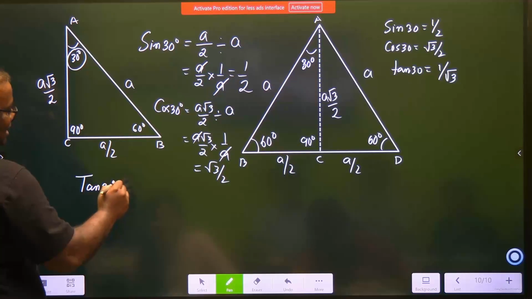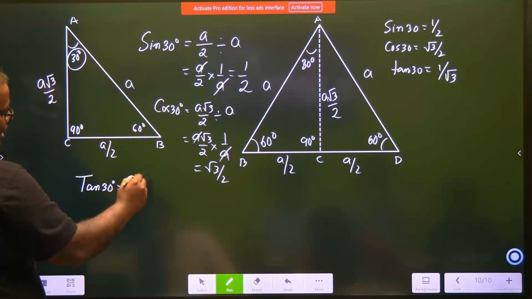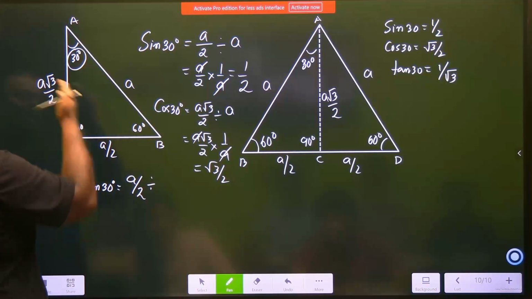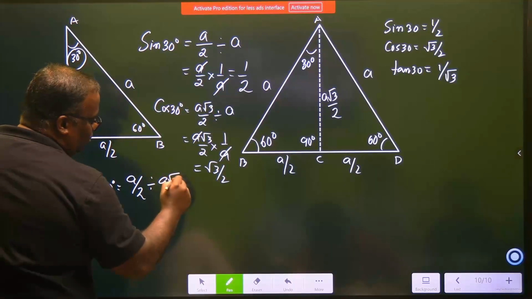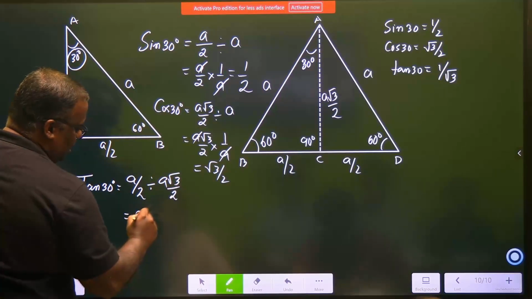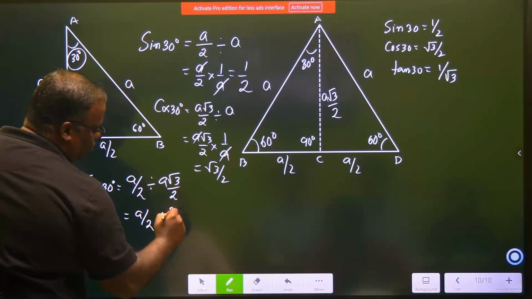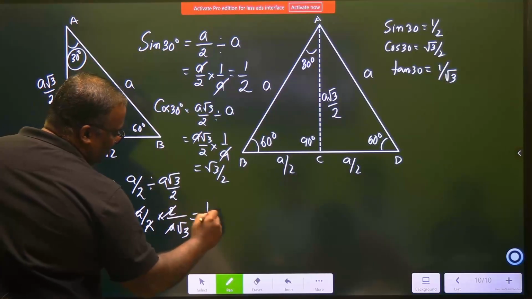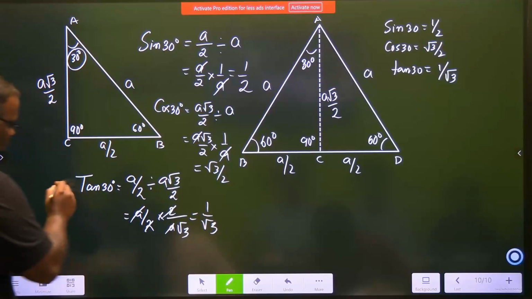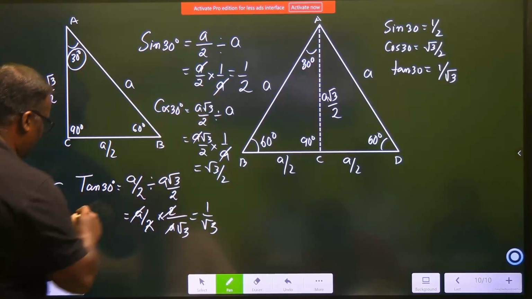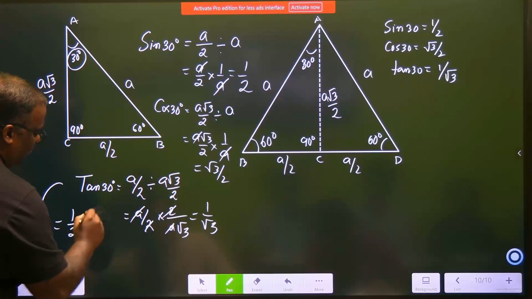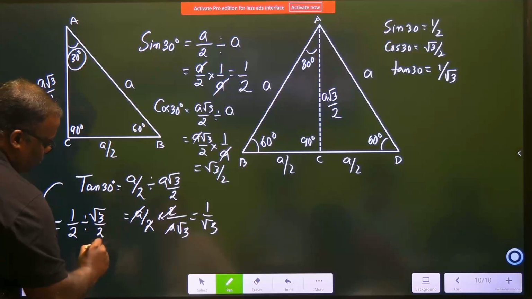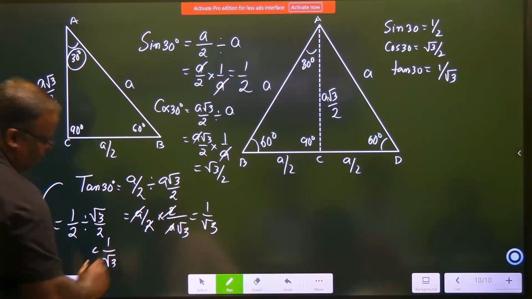Tan 30: opposite side A by 2 divided by adjacent side A root 3 by 2, which is A by 2 into 2 by A root 3. A gone, 2 gone, 1 upon root 3. Sir, you could have also done this as half divided by root 3 by 2, which would have also given 1 by root 3.